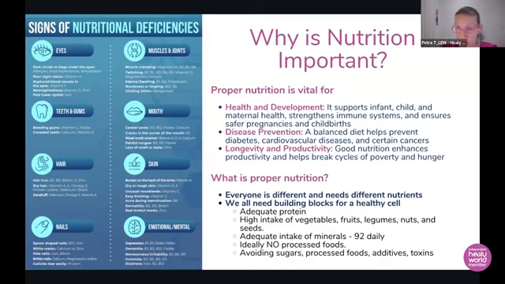We need adequate protein for healthy cells. We need a high intake of vegetables, fruits, legumes, nuts, and seeds. These have minerals and vitamins. They also have enzymes in there, which your body actually needs. And make sure that you buy as organic as possible. Even organic today is probably 1/10 or probably 1/100th of what it used to be, because the soil is so depleted.